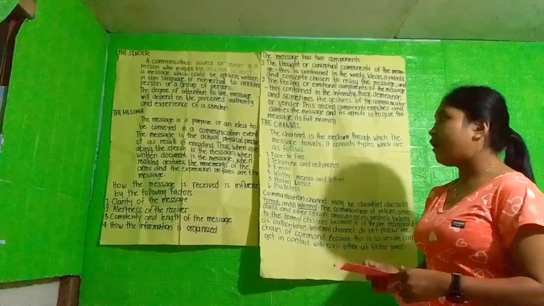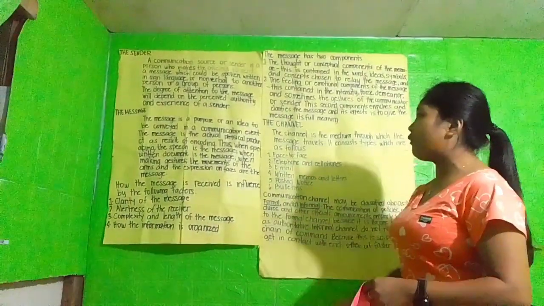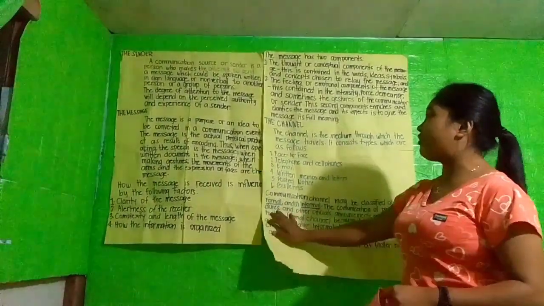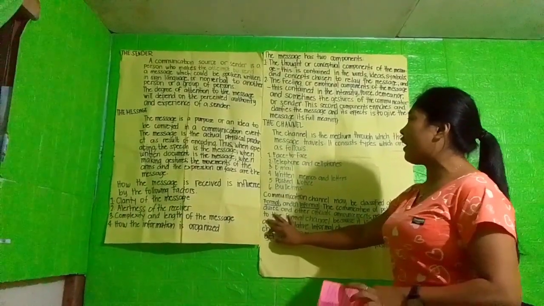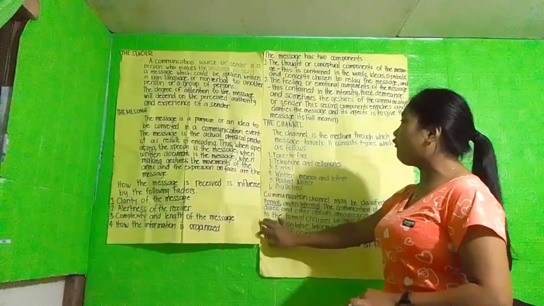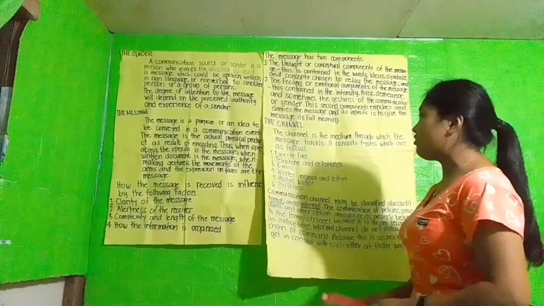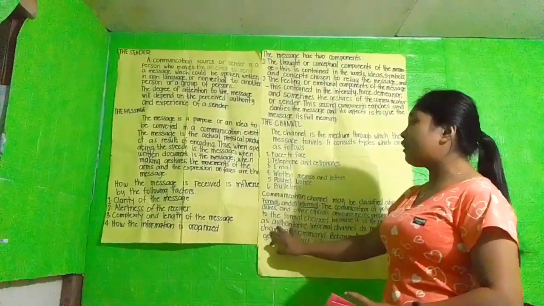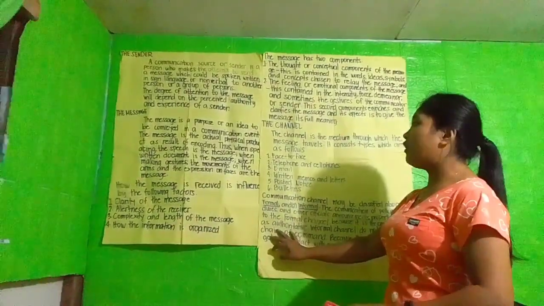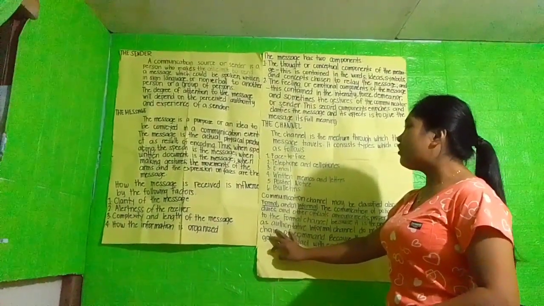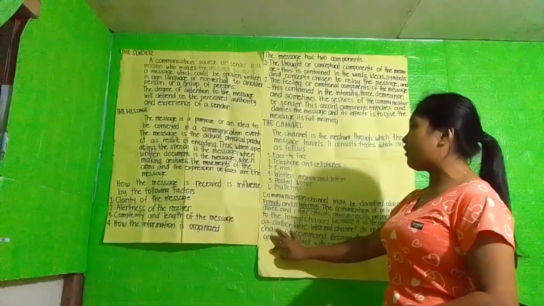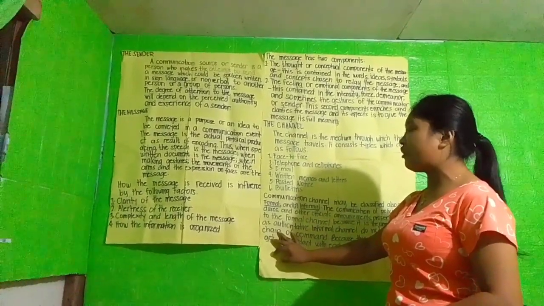The message. The message is a purpose or an idea to convey in a communication event. The message is the actual physical product as a result of encoding. Thus, when speaking, the speech is the message. When writing, the written document is the message. When making gestures, the movements of the arms and expressions of the face are the message.